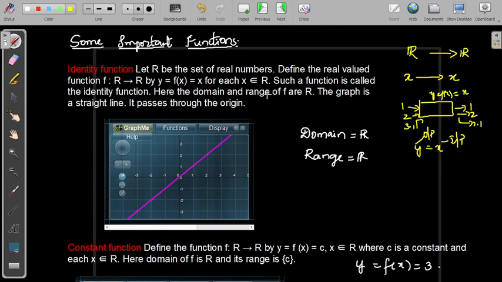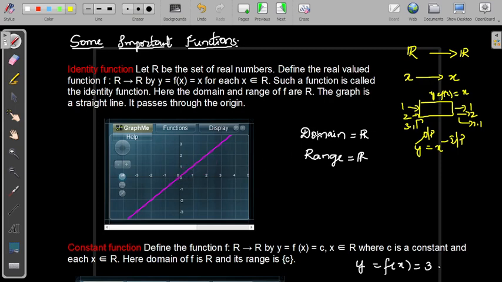Identity, the name says, it remains the same, no changes in the output. So for x is 1, y value is 1. When x is 2, y value is 2. When x is 3, y value is 3. X is 4, y is 4. X is 0, y is 0. X is minus 1, y is minus 1, like that. So when you combine all the points, you will get a straight line which passes through the origin.